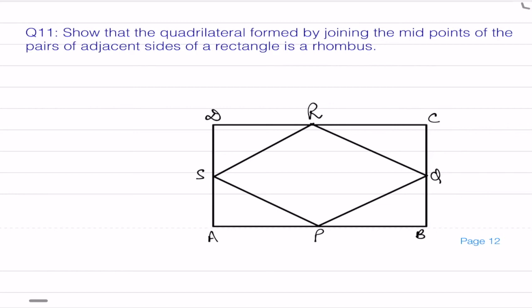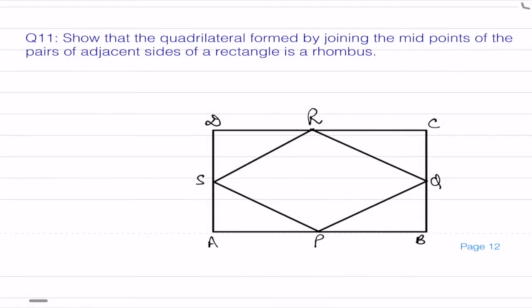Now, the next question is question number 11. Prove that the quadrilateral formed by joining the midpoints of the pairs of adjacent sides of a rectangle is a rhombus. So what is given in the question? ABCD is a rectangle and PQRS are the midpoints of the pairs of adjacent sides, and we have to prove that PQRS is a rhombus.